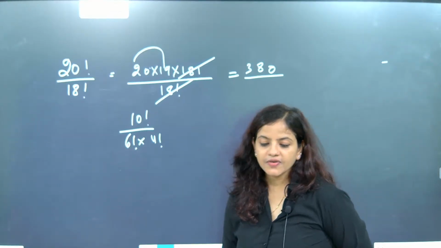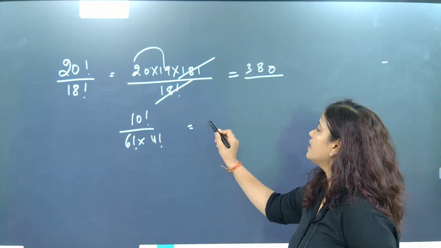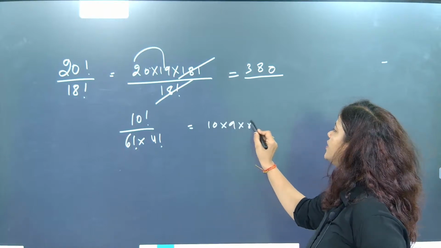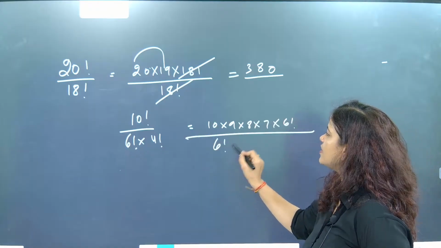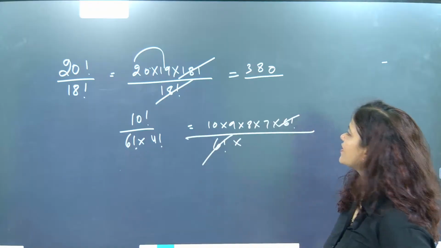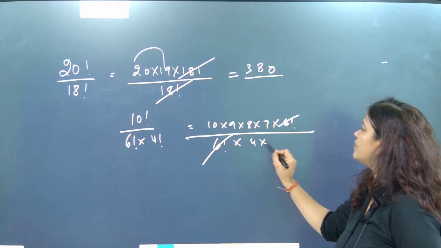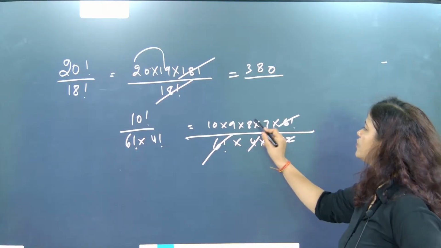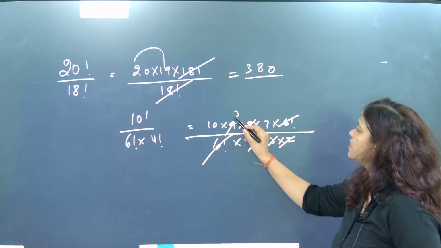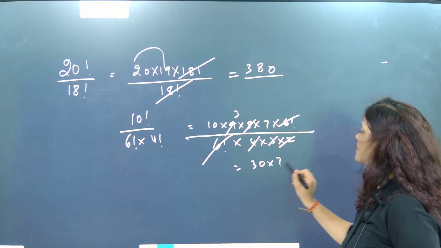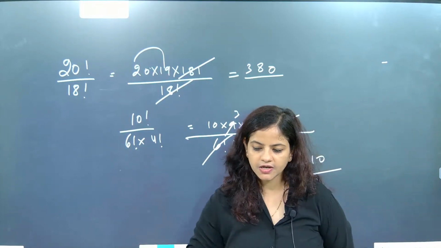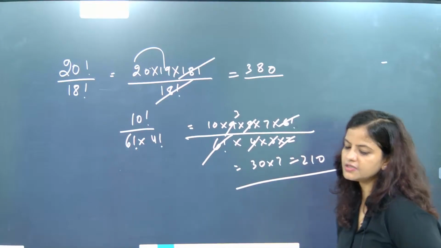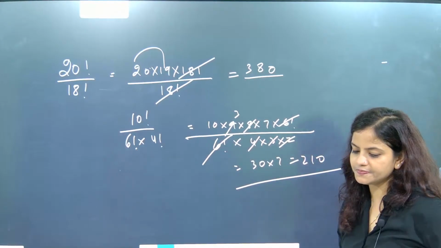This question, the answer you are giving is 210. Now look here: 10 into 9 into 8 into 7 into 6 factorial, divided by 6 factorial. Now 6 factorial cancels. 4 factorial will be 4 into 3 into 2. The 4 and 2 are gone, 3 is gone. So here it is coming 30 into 7, that is 210. This one is absolutely correct. Yes, this answer is coming as 210.